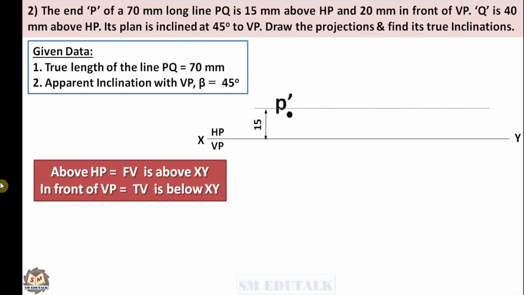Mark a point anywhere on the left side of this line. This is the front view of the endpoint P, P'. We call this line the locus of P', in which point P' is marked.